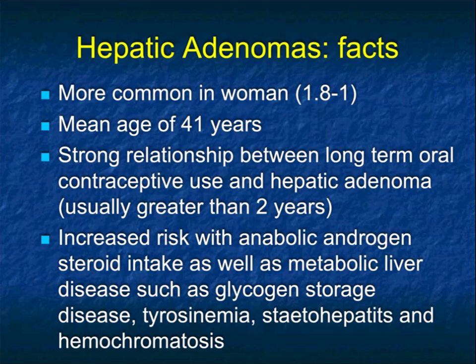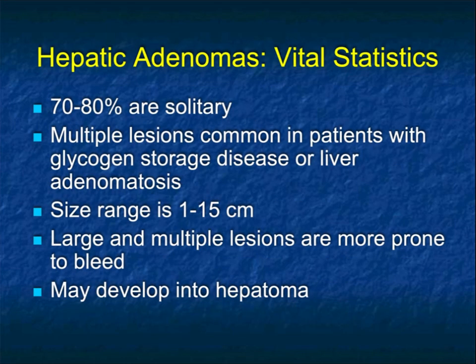So let's move to another lesion now, and that's hepatic adenomas. Hepatic adenomas are an unusual tumor, but very important. They're more common in women, mean age about 41. There's a strong relationship between long-term oral contraceptive use and hepatic adenomas, usually at least 2 years. Some patients, when they stop oral contraceptives, the hepatic adenomas will resolve. There's increased risk with anabolic androgen steroid intake, as well as metabolic liver diseases such as glycogen storage disease, particularly type 2, where there's an increased incidence of hepatic adenomas, tyrosinemia, steatohepatitis, and hemochromatosis.